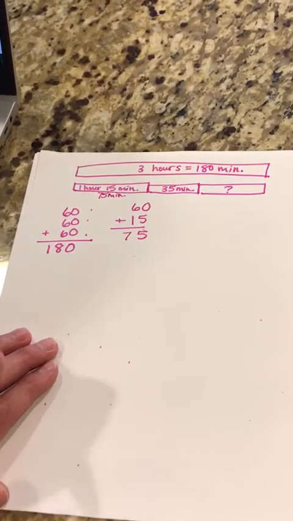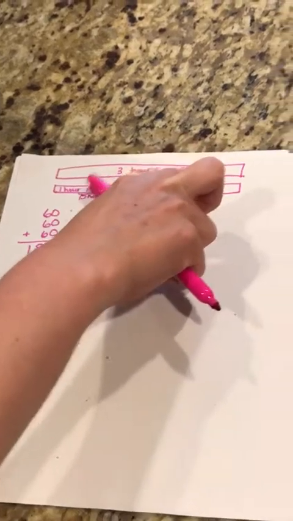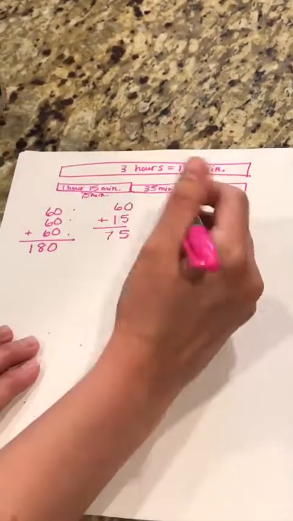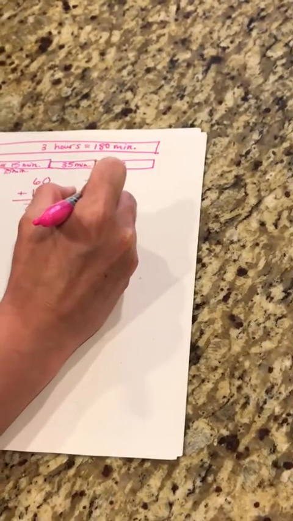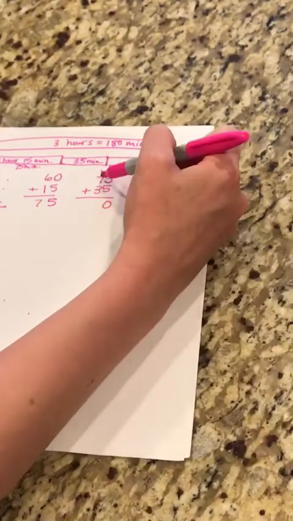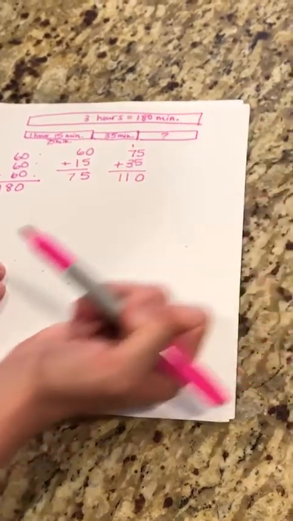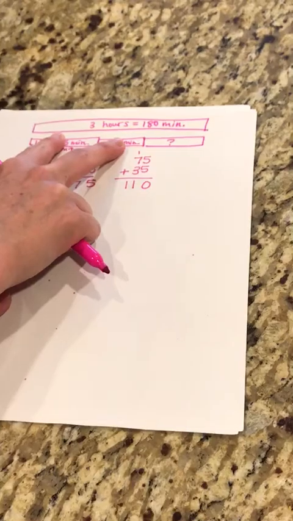Now, just like my last problem, I'm going to add the 2 parts that I know and subtract it from the total. So I'm going to add 75 and 35 to start. 75 plus 35, 5 and 5 is 10, carry your 1. 7 plus 3 is 10, plus 1 is 11. So the total amount of time of the 2 parts that I know is 110 minutes.